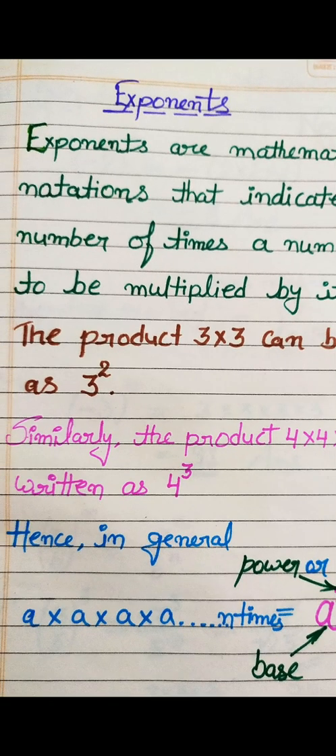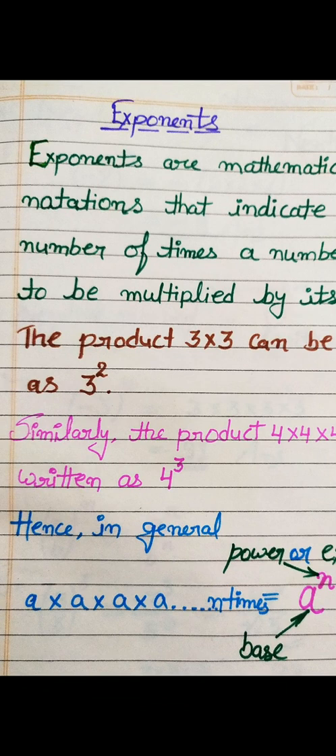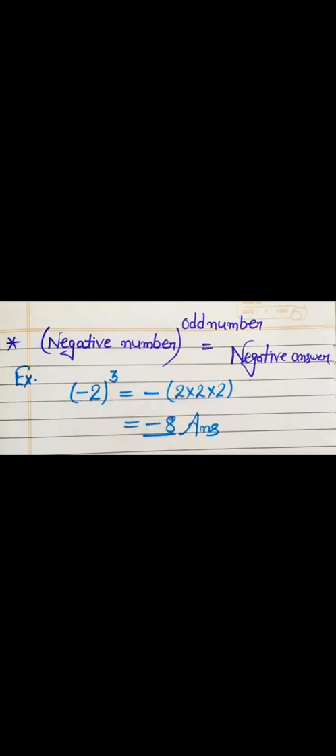Now we will learn a few rules of exponents. First one: if a negative number has an odd power, then its answer will be negative. As you are seeing in the example, it is minus 2 to the power 3. The power 3 is an odd number, that means its answer will be negative. So we will write this minus sign and multiply this 2 up to 3 times within a bracket. After multiplying, we will get minus 8.